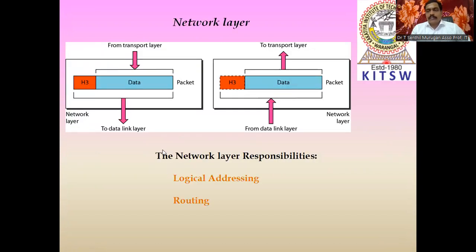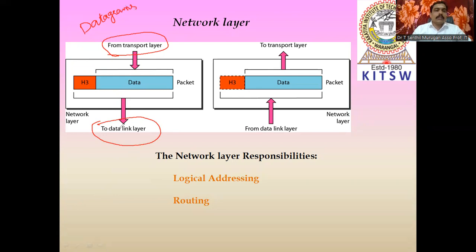So this is the network layer. On top of the network layer is the transport layer, and at the bottom of the network layer is the data link layer. Here, the information is delivered to the data link layer after getting it from the transport layer. The transport layer sends the information as datagrams, so the data unit in the transport layer is the datagram. But in the network layer, the data unit is the packet.